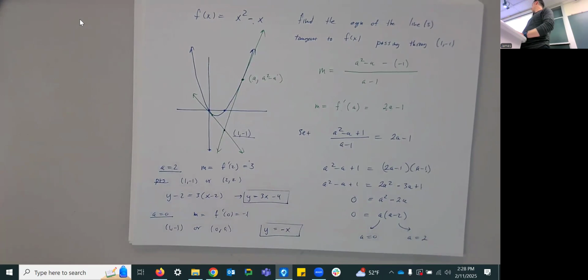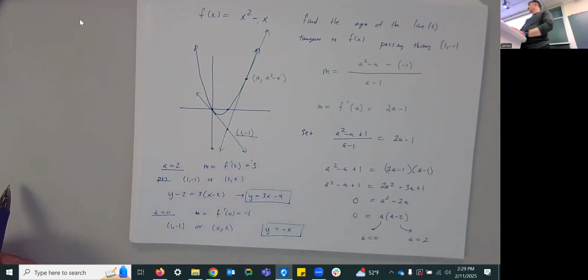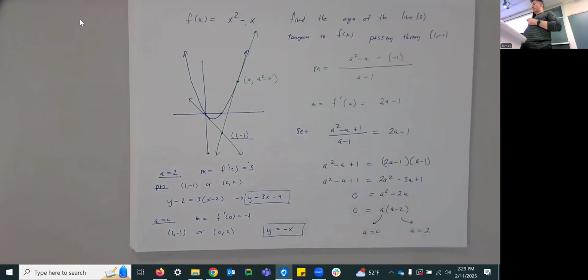So those are the two equations of lines that are tangent to the parabola that happen to go through that particular point. The key piece of information here is making sure that you recognize that you can find the slope in 2 different ways, set those equal to each other to solve for a, which gives you the point of tangency. I said the points really because there's 2 of them.